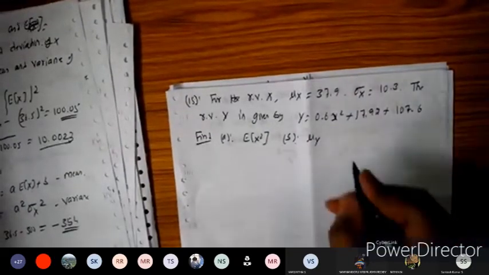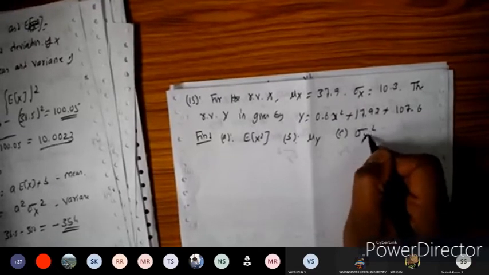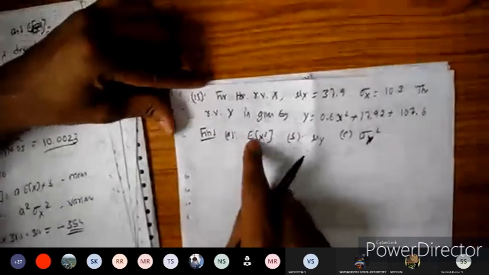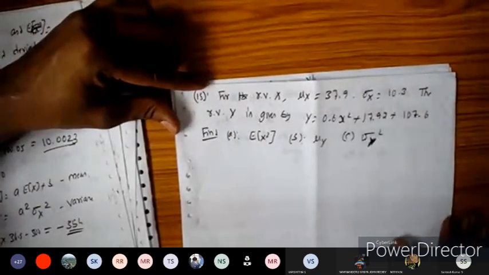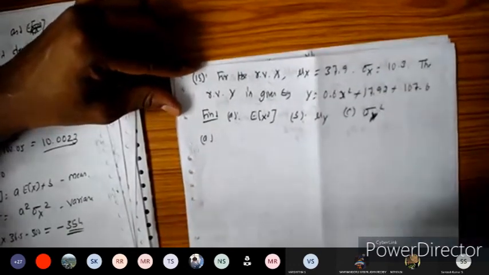And also we can find out the variance here. So we can take sigma y square also, sigma y square, let us find out here. Okay, so expected value of x square. I did that in the previous problem. You do that as homework here. Or else let us do that one.